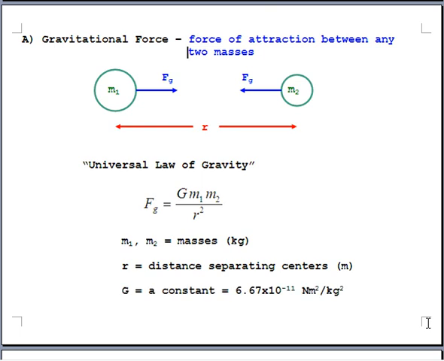And big G is a constant. Don't sweat the units. The units are what they have to be to just give us newtons in the end of this equation, but the number is 6.67 times 10 to the negative 11.